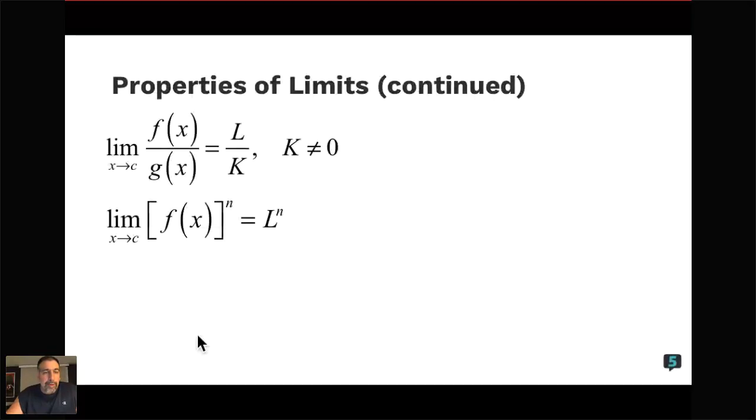And then the last one I want to talk about is if you're taking the limit of a function that's being raised to a power, you can kind of ignore the power to start with, find the limit of the function, and then apply the power. These limit properties translate pretty nicely the way we would expect. They're all kind of common sense kind of things.